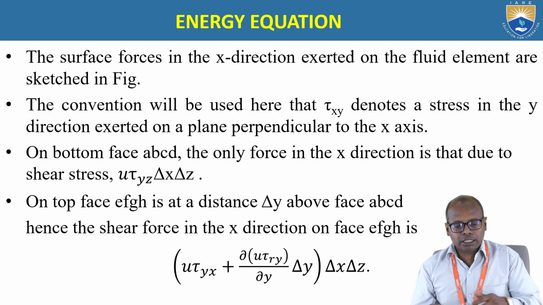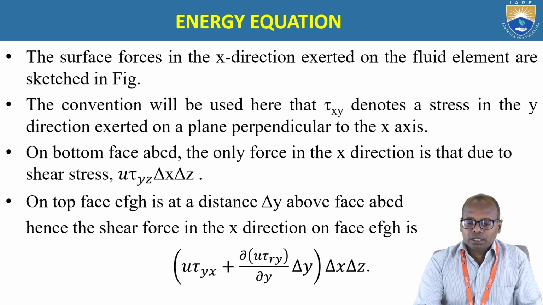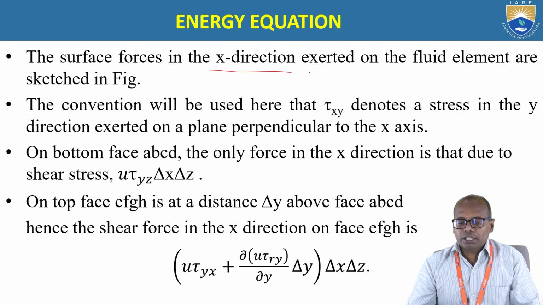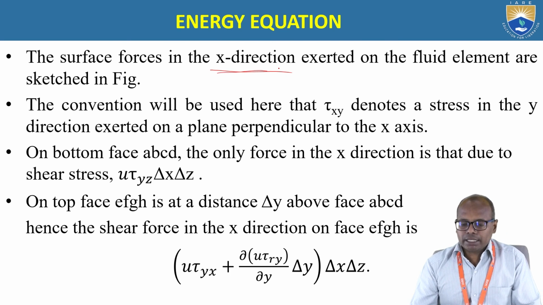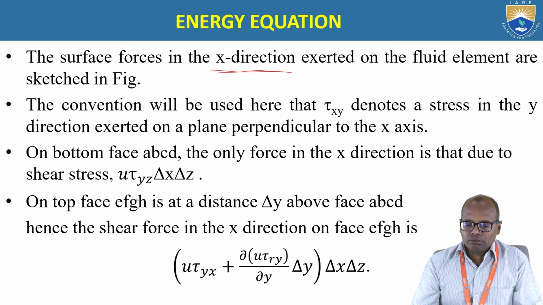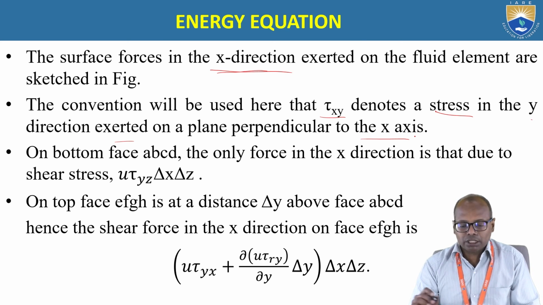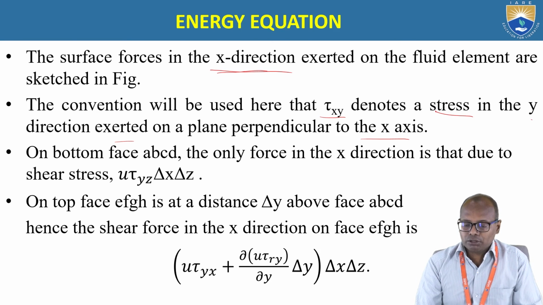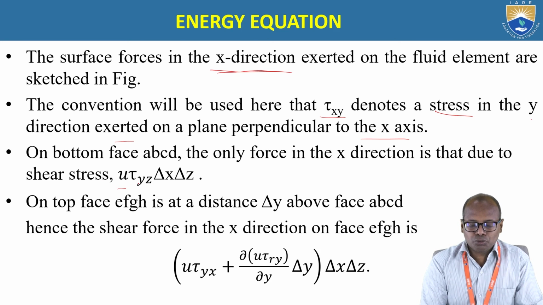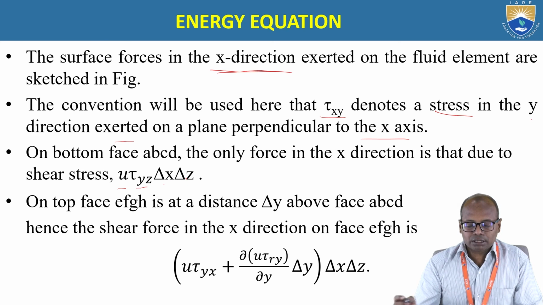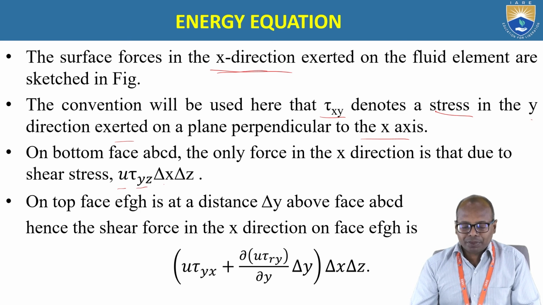Okay, now we will see. I'll recap this again. Pictorially I have explained. I am writing here in statements. In x direction, we are considering in the x direction. So the tau xy denotes the stress in y direction and plane perpendicular to the x direction. So that is what is given. On the bottom face, the u tau xz into delta x into delta z. So on the top face it will be u into tau.